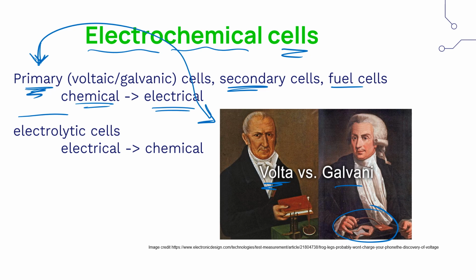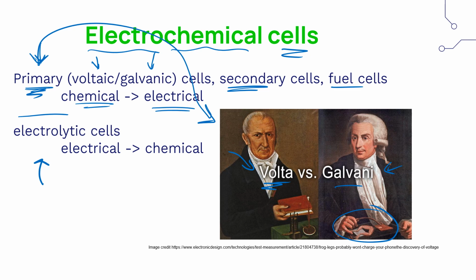So sometimes we call these primary, not rechargeable cells, voltaic cells in honor of Volta, and sometimes we call them galvanic cells in honor of Galvani, but these are all the same things. So a primary cell is the same thing as a voltaic cell, is the same thing as a galvanic cell. Three names, one thing.